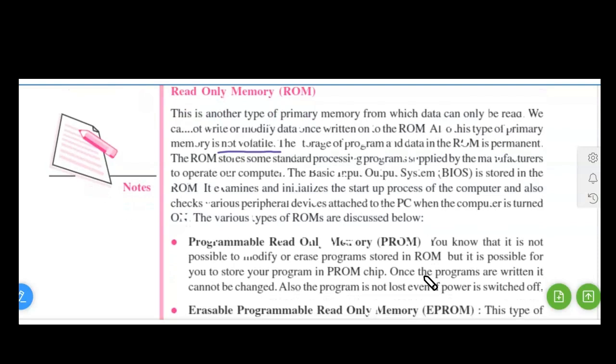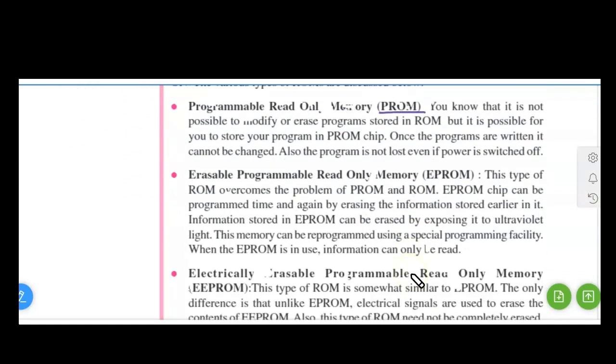So the basic input output system, or BIOS, is a program stored in ROM. When the computer gets started, this function is stored in ROM. Again, ROM can be classified as PROM, EPROM and EEPROM.